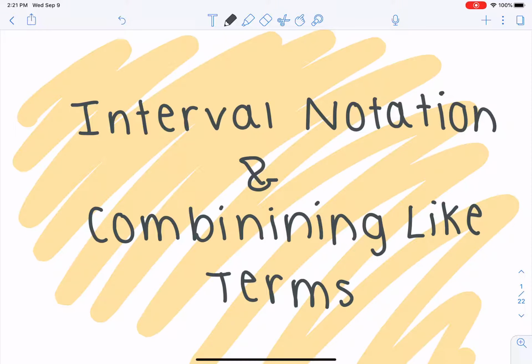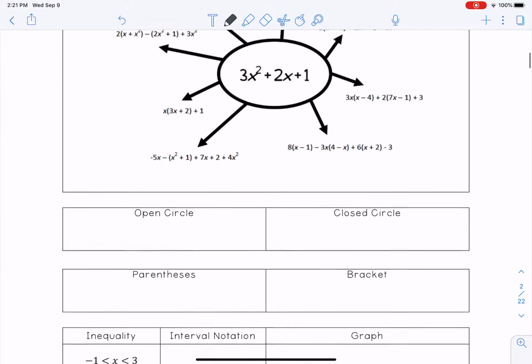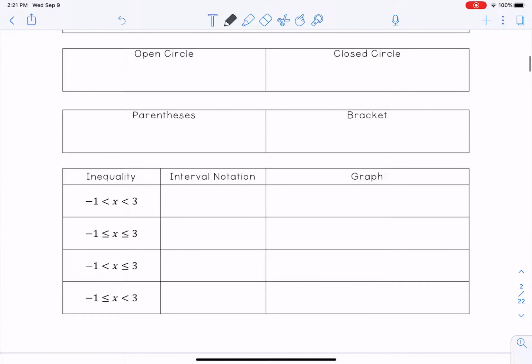In this video, we're going to be learning about interval notation and combining like terms. Hopefully a lot of this is a review, so make sure you take some time to do this warm-up. And now let's talk about interval notation.